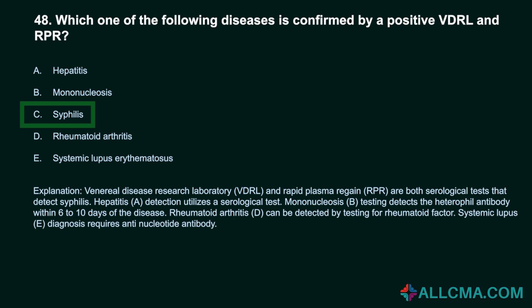Hepatitis A detection utilizes a serological test. Mononucleosis, B, testing detects the heterophil antibody within 6 to 10 days of the disease. Rheumatoid arthritis, D, can be detected by testing for rheumatoid factor. Systemic lupus, E, diagnosis requires anti-nuclear antibody.